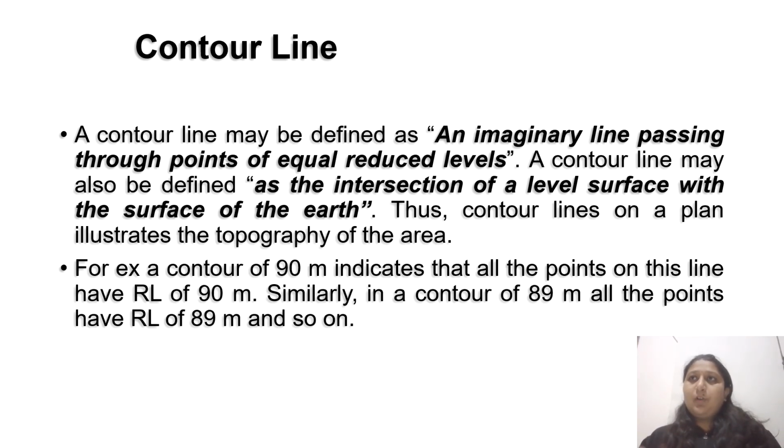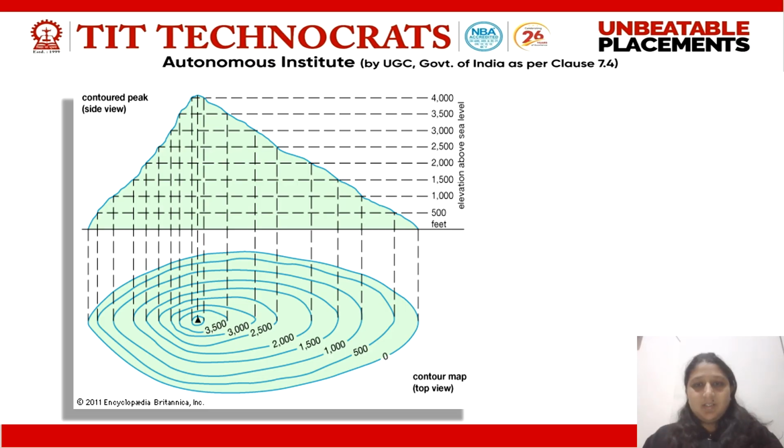On the plan, we may mark different points of different elevation or different RL. Then we draw the line in such a way that all the points having the same RL, the same height, are connected with each other, and this displays a contour line. A complete drawing of all the contour lines of a particular area is called a contour map. As you can see in the figure on your screen, here is a mountain.